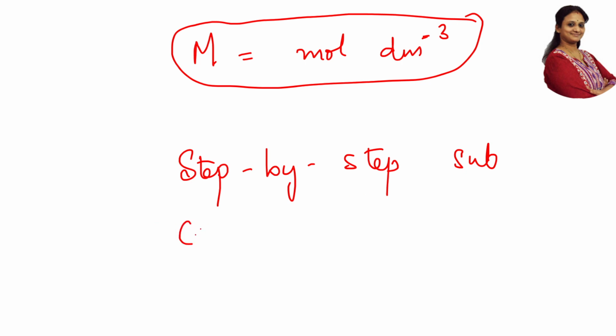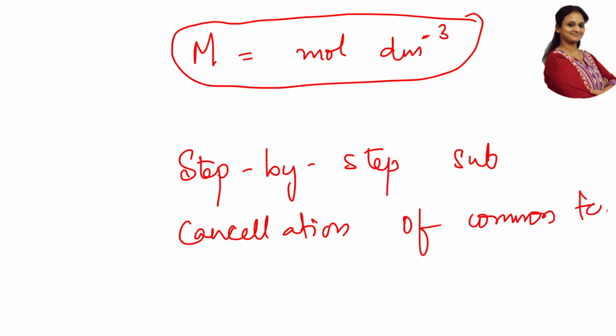And second is cancelling common terms. Cancellation of common terms is important. If you do this, easily you will get the direct derivation. These two are important. Okay. Now what is left? One more important conversion is left for us.